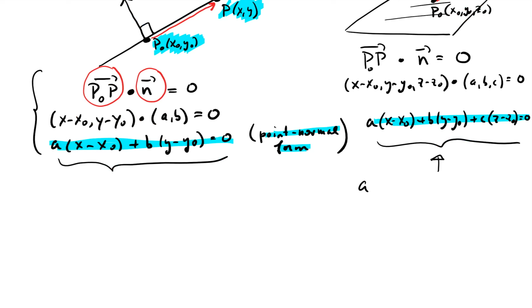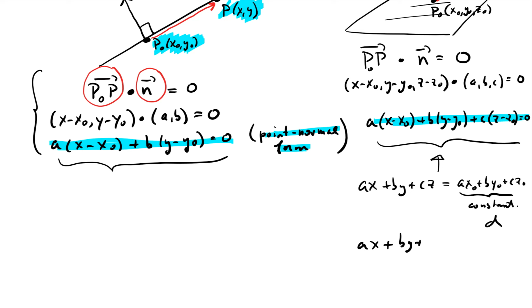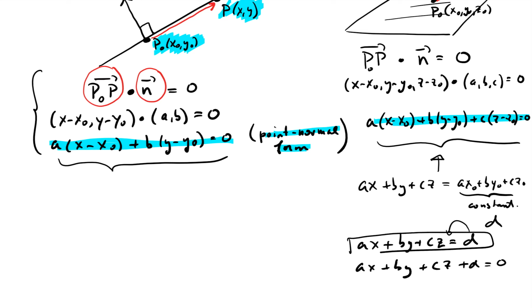But of course, you could always expand this, right? If I expand everything, I'm going to get Ax plus By plus Cz, and that's going to be equal to Ax0 plus By0 plus Cz0. And that's just a constant here, which you could call D. So when you have an equation of the form Ax plus By plus Cz equals a constant D, or sometimes it could be written with the D on this side, because if you switch this D over here it becomes minus D, and you rename minus D anyway. So any equation of this form or this form is going to be the equation of a plane.